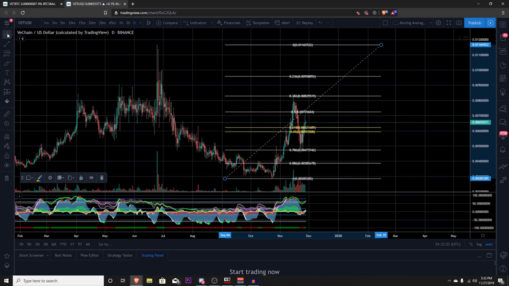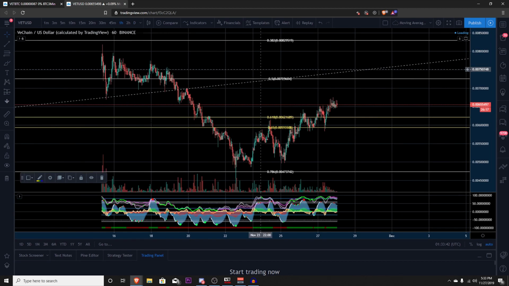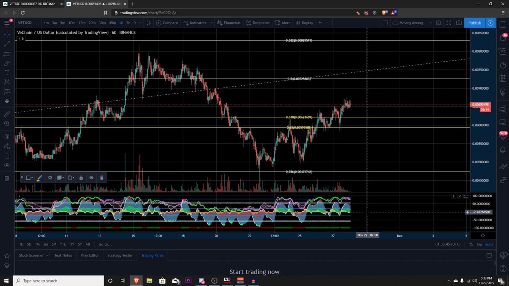So that's basically it for Vechain BTC. We're going to go on to Vechain USD. As you can see here, it's not the best looking chart. We didn't really get follow through here, so it could pull back more. We've almost come to the 0.5, counting this peak to this peak, and we've dropped back down now. So I don't think this is looking as bullish as the other one.